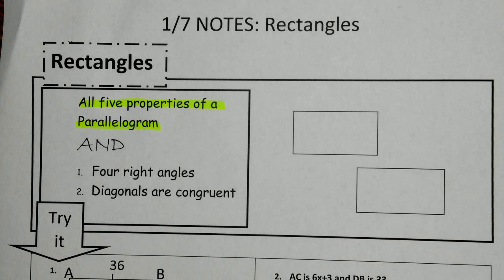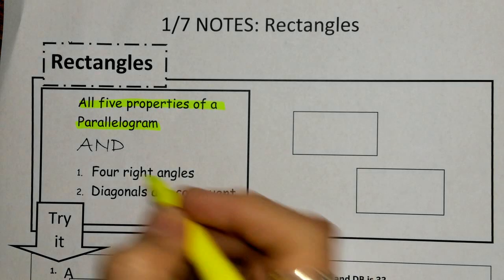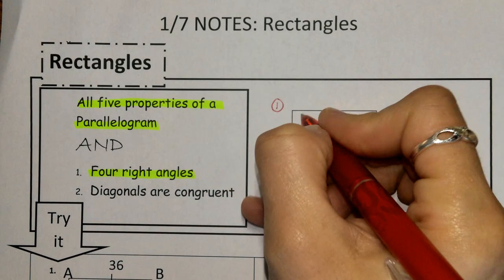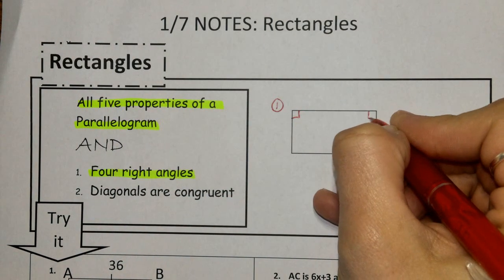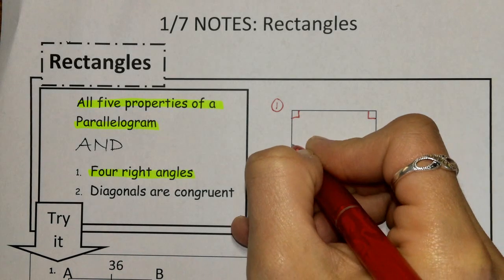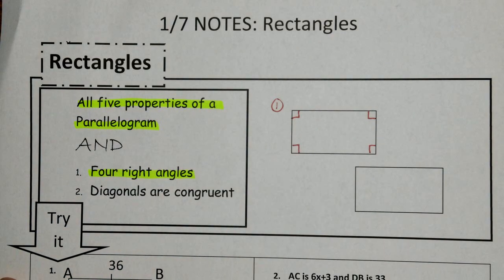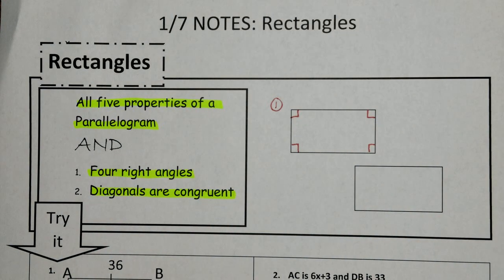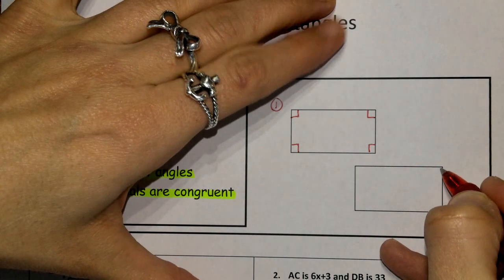Okay? In addition to that, we have 2 more properties that make it more specific to a rectangle, and that's going to be, first, we have 4 right angles, and over here in our first rectangle, we can go ahead and put that in here. We have our 4 right angles, which is something we should already know about rectangles. And the next one is going to be your diagonals are now congruent. Remember that in parallelograms they bisect each other, but now they are also congruent. So they're going to be congruent and bisect.